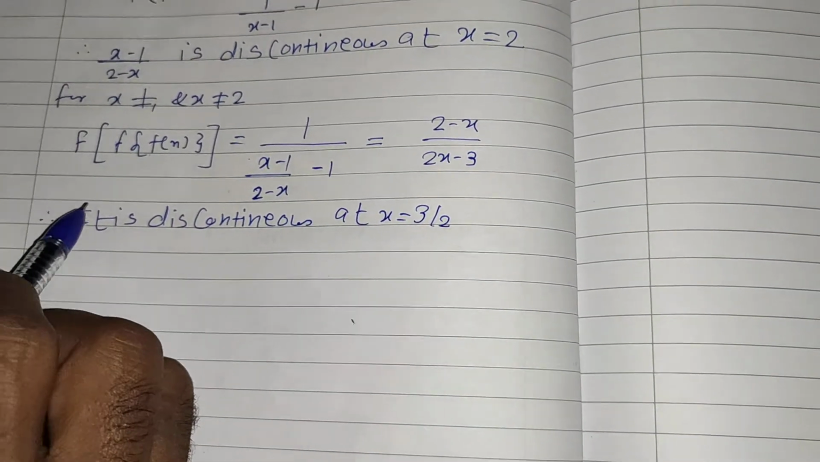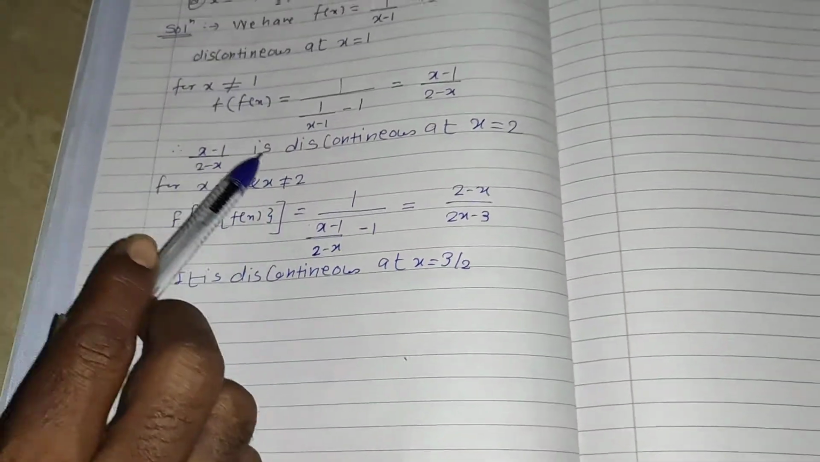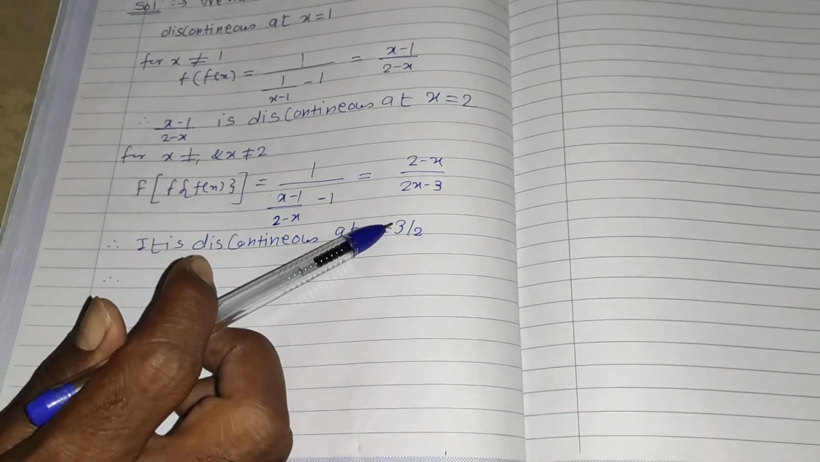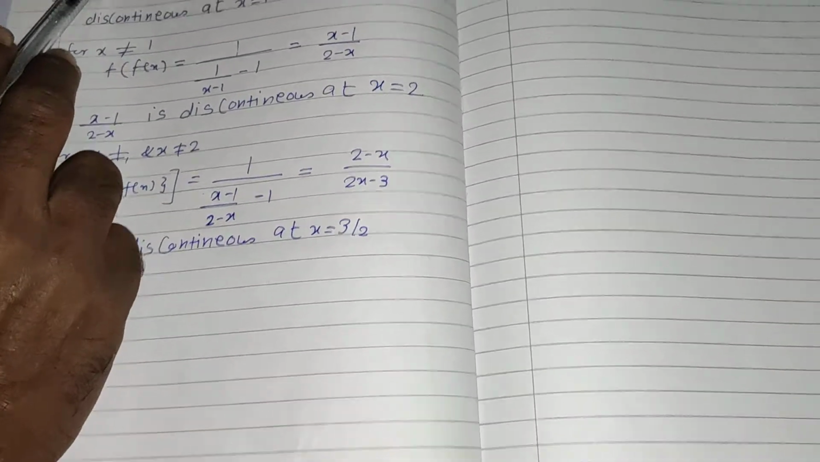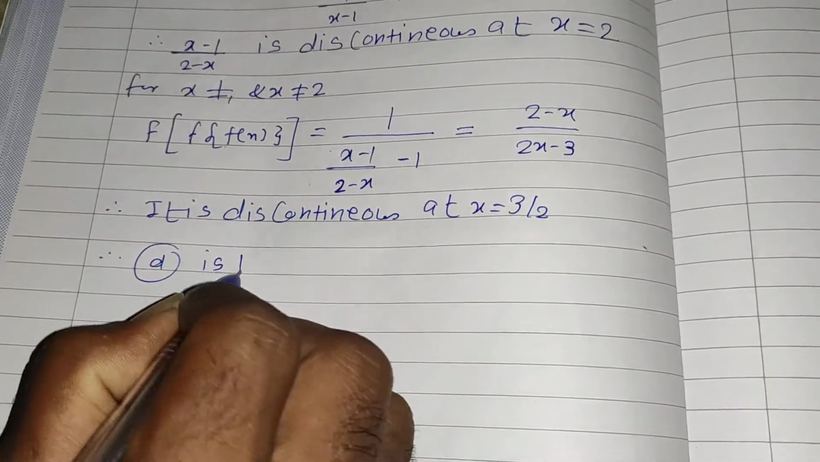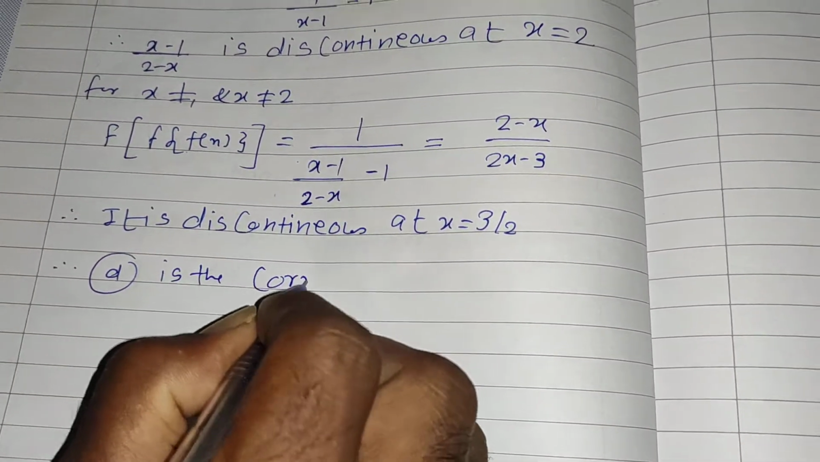Therefore we can say at x is equal to 1, x is equal to 2 and x is equal to 3 by 2, at these 3 points our equation is discontinuous. That means D is the correct option. Therefore D is the correct option.